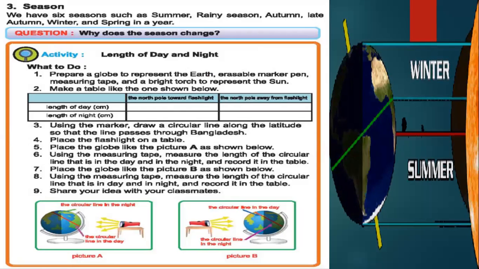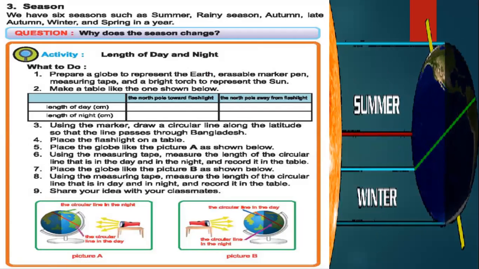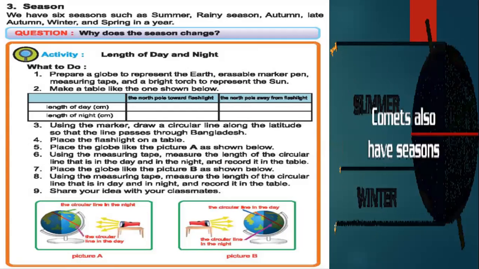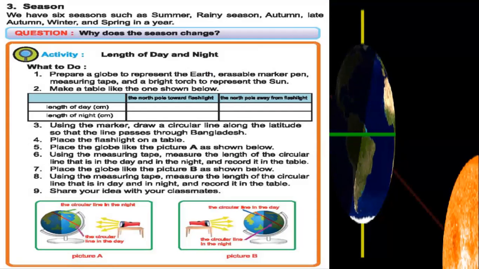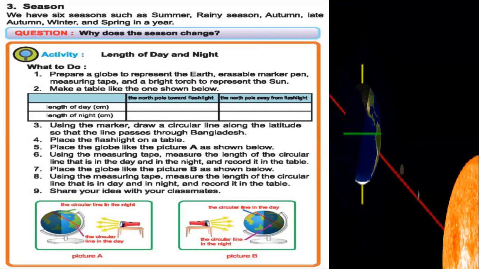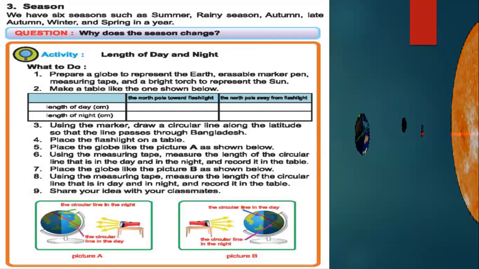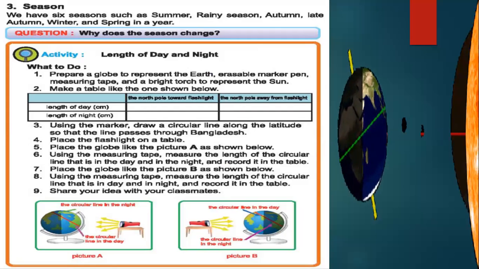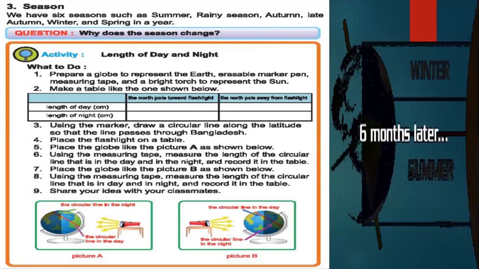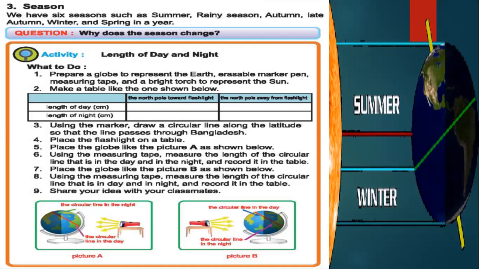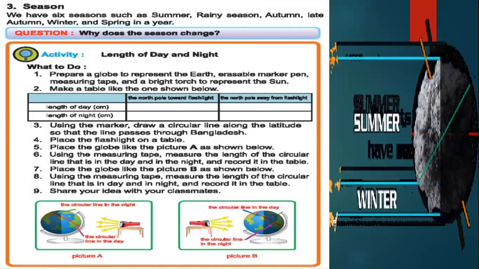If you want to do the experiment on why the season changes, why some part of the year is known as summer and the other is known as winter, you just need a globe to represent the earth, an erasable marker pen, a measuring tape, and a bright torch to represent the sun. Then make a table like the one shown below: length of the day in centimeter, length of the night in centimeter, the north pole toward the flashlight, and the north pole away from the flashlight.